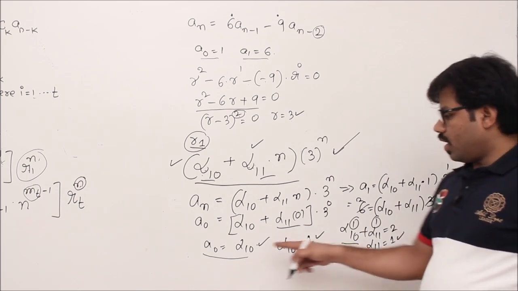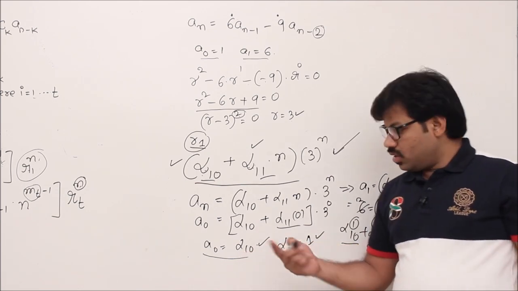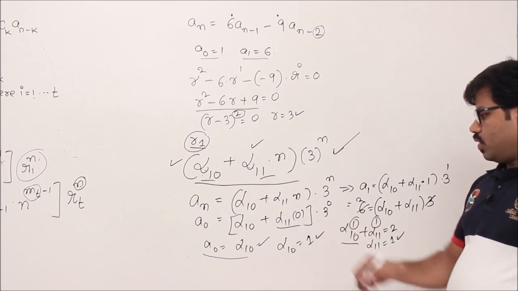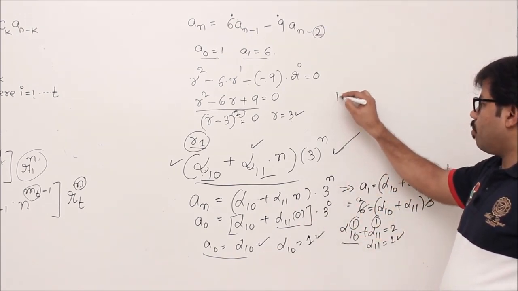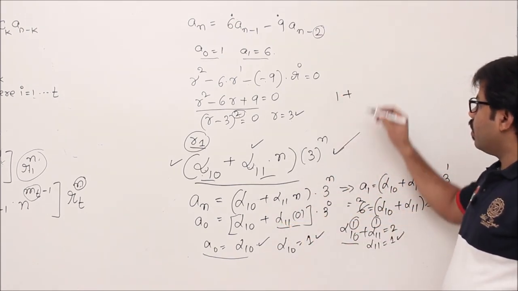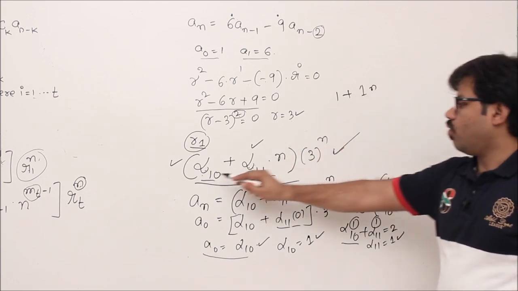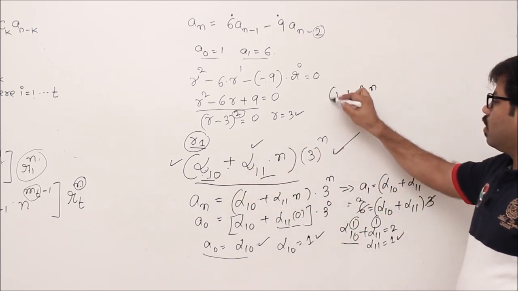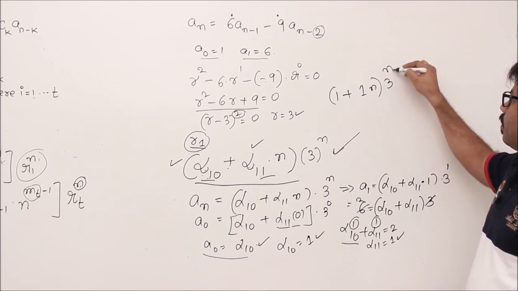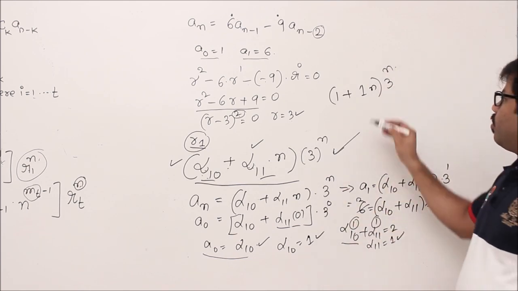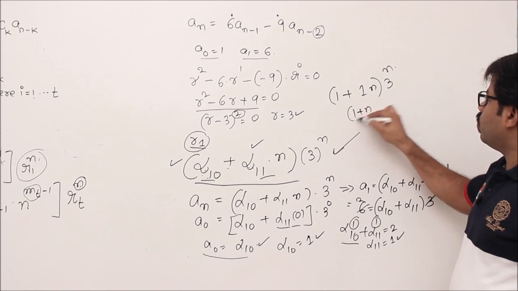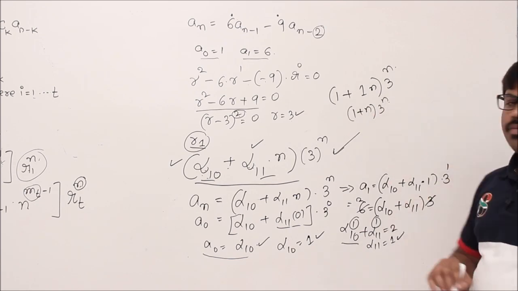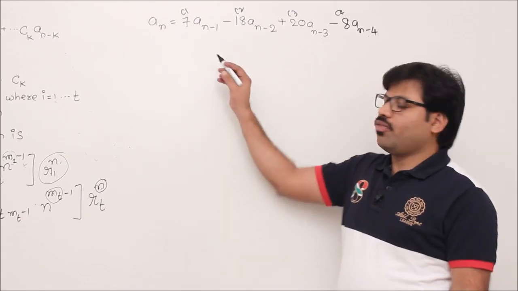So finally we got the alpha 1 0 value and the alpha 1 1 value. Let's substitute them. They will be 1 plus alpha 1 1, 1 into n. See, 1 plus 1 n into 3 power n. Okay. So it would be 1 plus n into 3 to the power of n. Okay. One more problem we'll see.